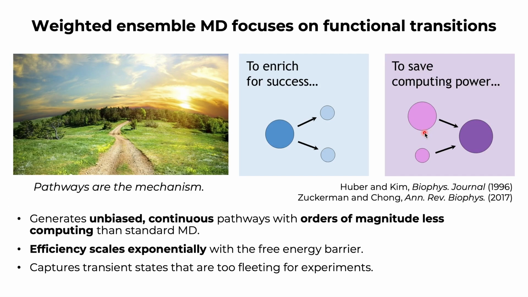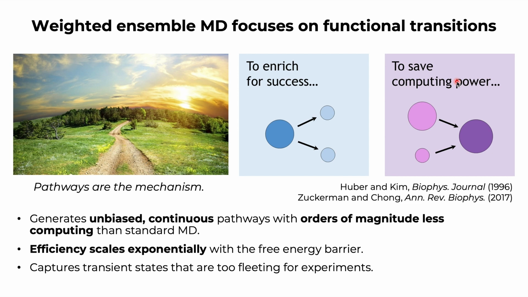One way of doing this is to use the weighted ensemble strategy. The transition you just watched was one we captured using this strategy. In this strategy, we divide a progress coordinate towards the target state into bins. We then run many short trajectories in parallel. At fixed time intervals, we enrich for success by replicating trajectories that have made transitions to empty bins, and we save computing power by terminating trajectories that have not made transitions.